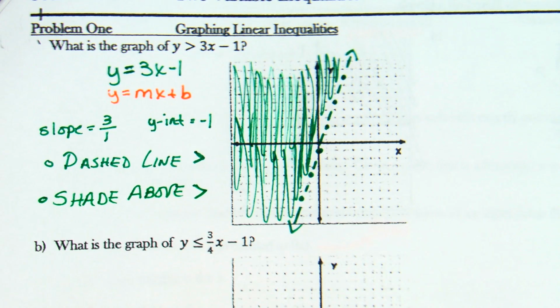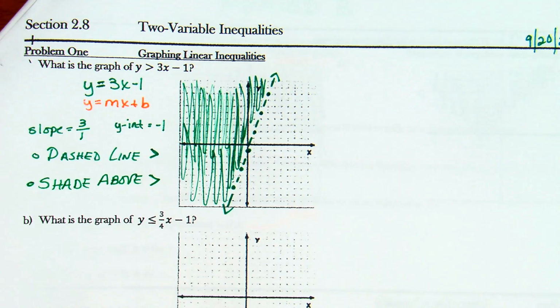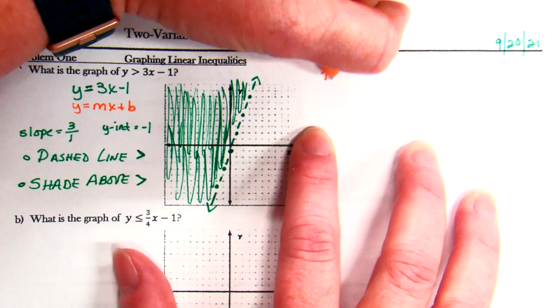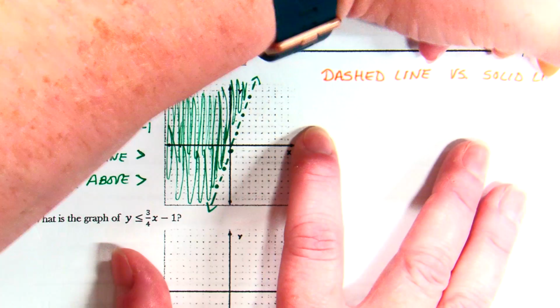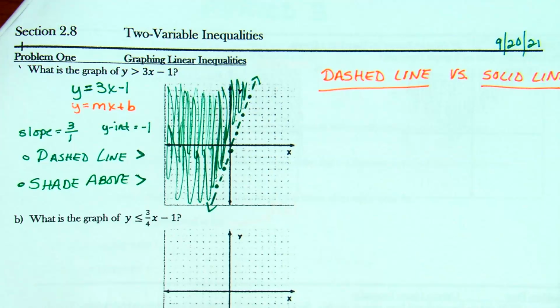So, okay, now, I'm going to come off to the right here before we go to the next problem. I'm going to make a little chart here. How do we know when to use a dashed line versus a solid line? So what kind of symbols will have us using a dashed line?